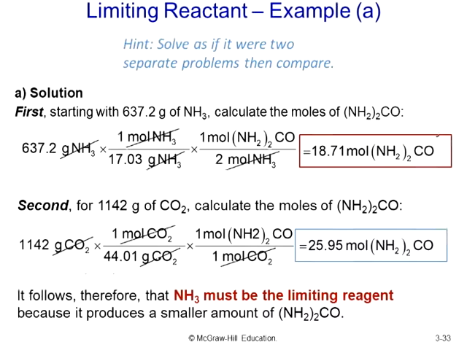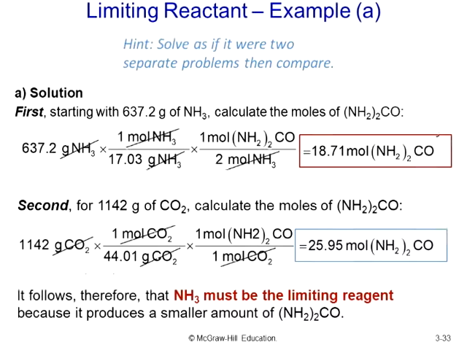Then we treat the second problem. It's like two separate problems with the 1,142 grams of carbon dioxide. We carry this through a reasonable dimensional analysis that's sound in terms of the math. We do an interconversion, and we note that in the balanced equation, it's a 1-to-1 relationship of urea to carbon dioxide. We carry the calculation through, and we get 25.95 moles because we have 4 sig figs in our starting given. We'll need 4 sig figs in the final.